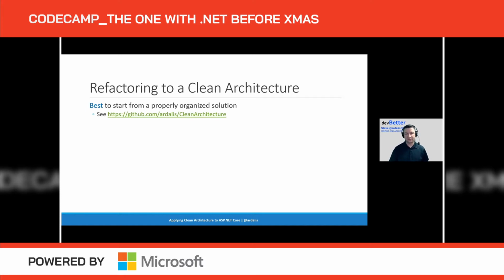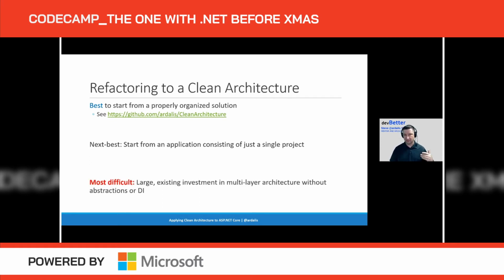The next best is if you already have an application that only has one project. So you've got just an ASP.NET or ASP.NET Core web application, and everything is in there in different folders. And you want to be able to move that to a multi-project structure so that you can enforce some of these rules as far as the way dependencies should flow. That tends to be the next easiest way to get there. The most difficult is if you have a large n-tier structured system where all the dependencies are flowing the wrong way.